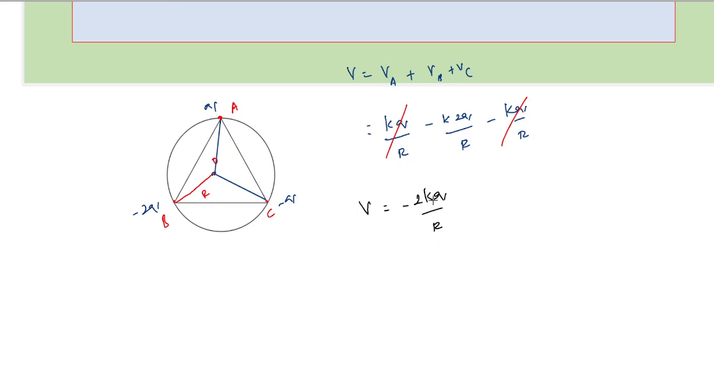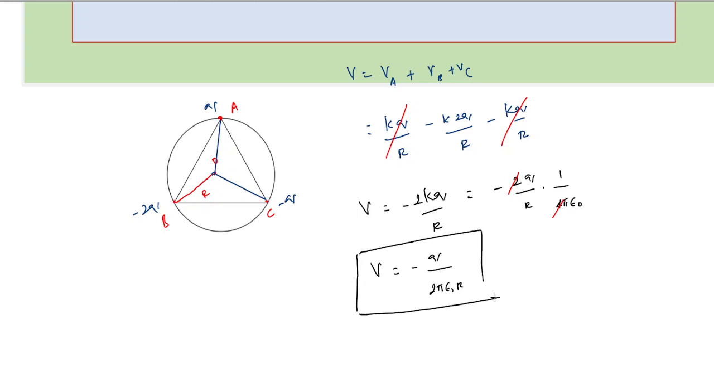But the answer is in terms of epsilon naught. So minus 2Q by R, and this K is equal to 1 by 4 pi epsilon naught. So from here the 2 gets cancelled. Finally, what we get is electric potential is equal to minus Q by 2 pi epsilon naught into R. So this is the required potential. The answer is negative. That is because the effect of these two would cancel each other. This is what is creating the field.